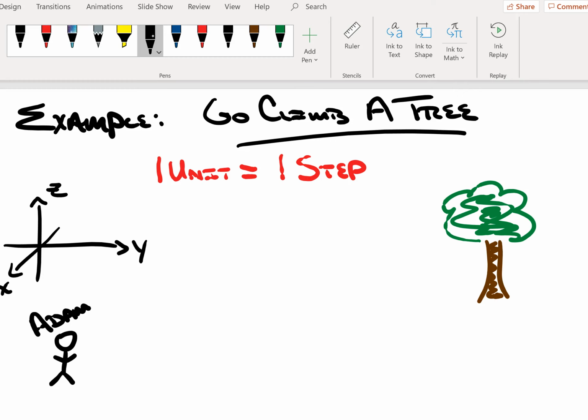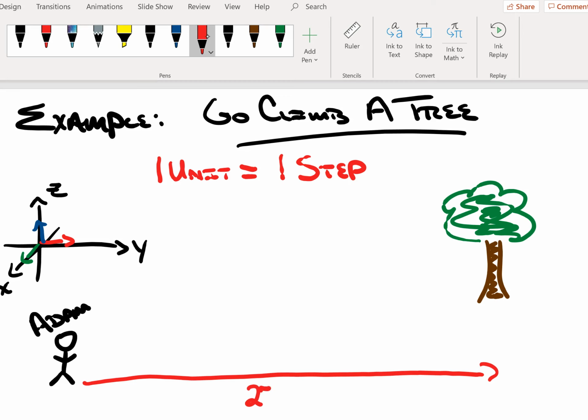Okay? Now, look at our directions on our coordinate system. We have 3 directions. In other words, he needs 3 pieces of information to know exactly where we want him. In particular, this may not be the only tree that's around. So he needs to know which exact tree and how far up the tree we need him to go. And so in this case here, we might tell him to move 27 steps or 27 units in the y direction.